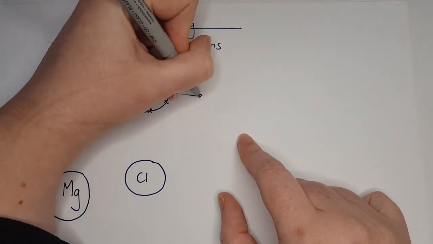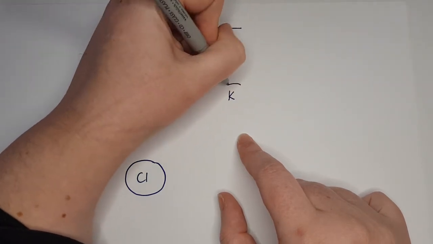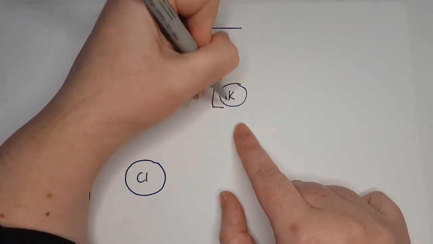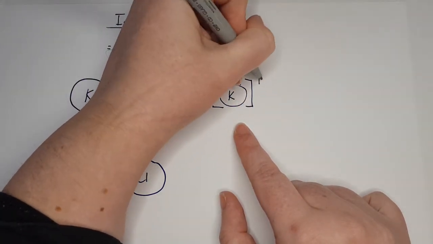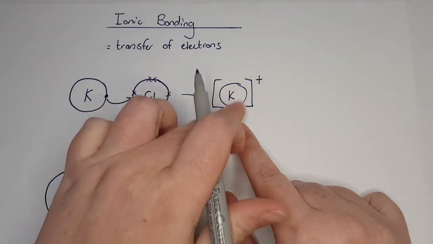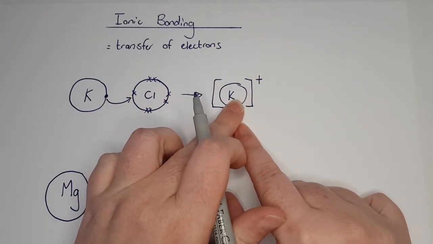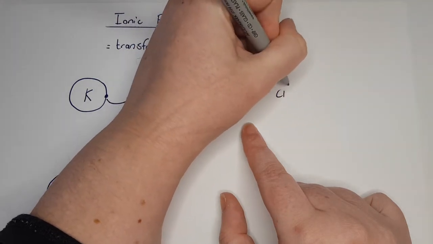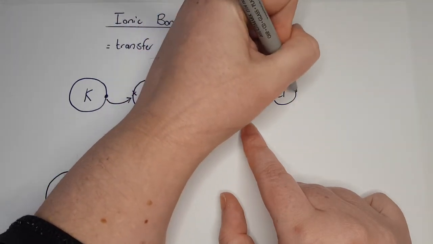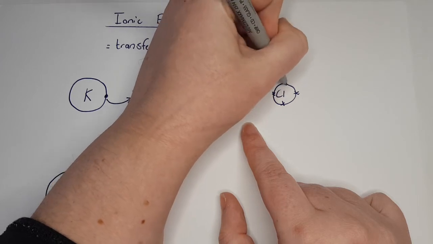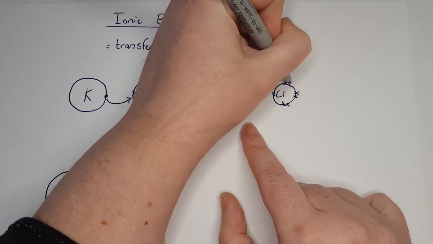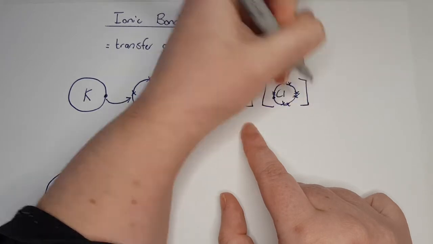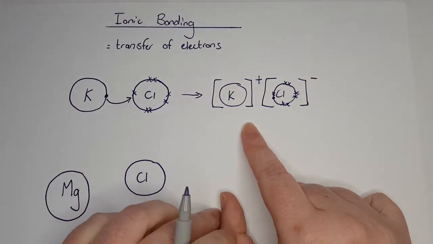So that's going to lead us to my potassium, which now has an empty outer shell. And since it's lost an electron, it gets a positive charge. So we put square brackets for positive charge, right next to the chlorine, which has taken that electron. And we put square brackets because now that it's gained an electron, it has a negative charge.